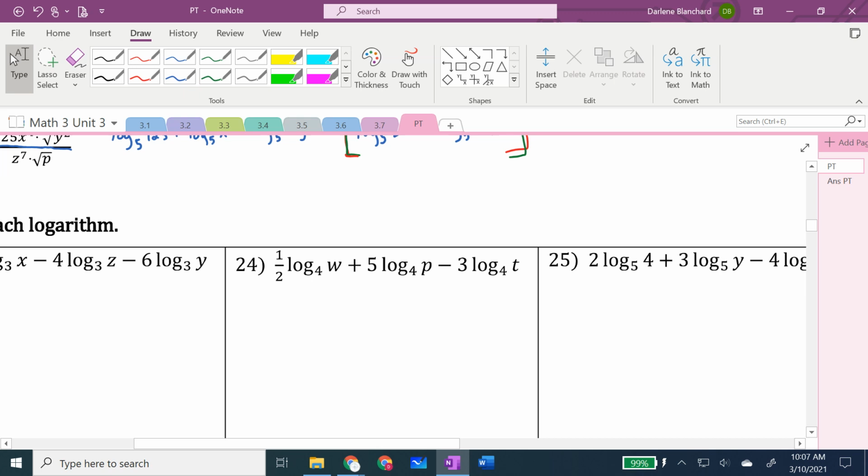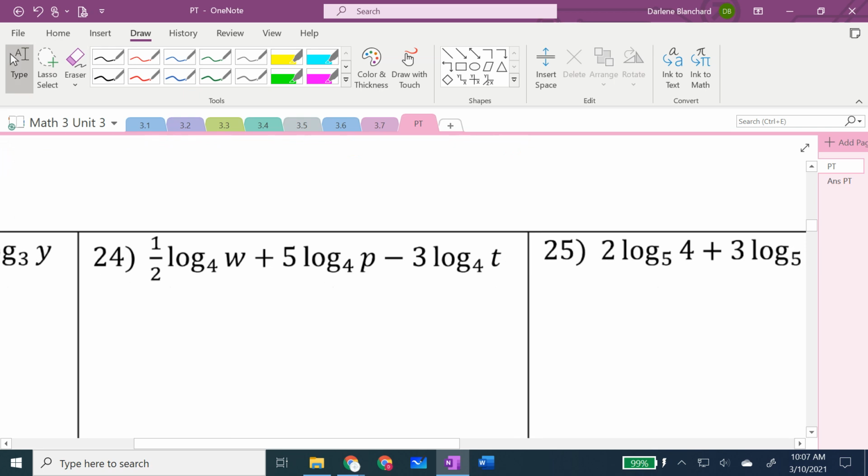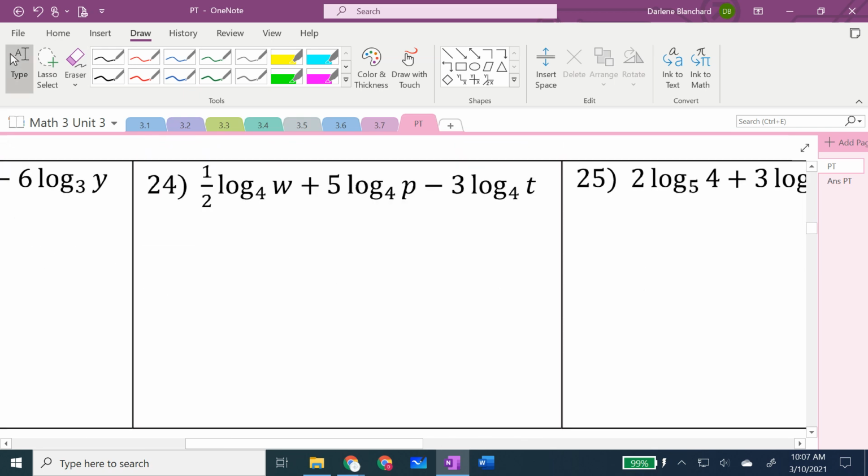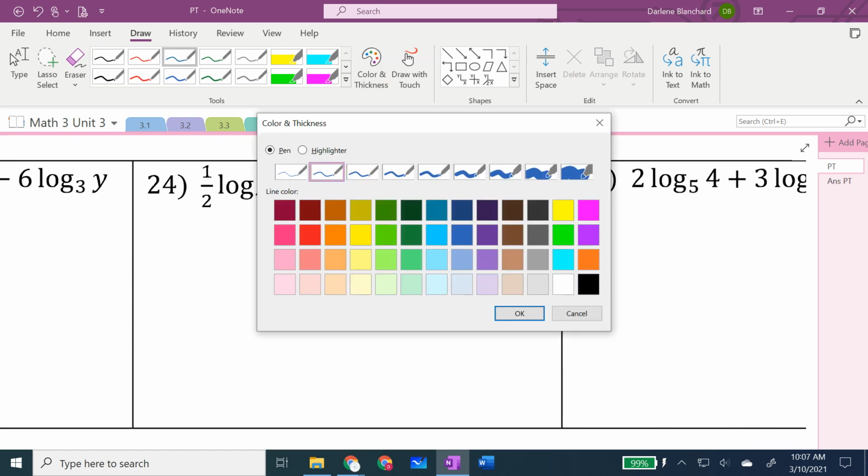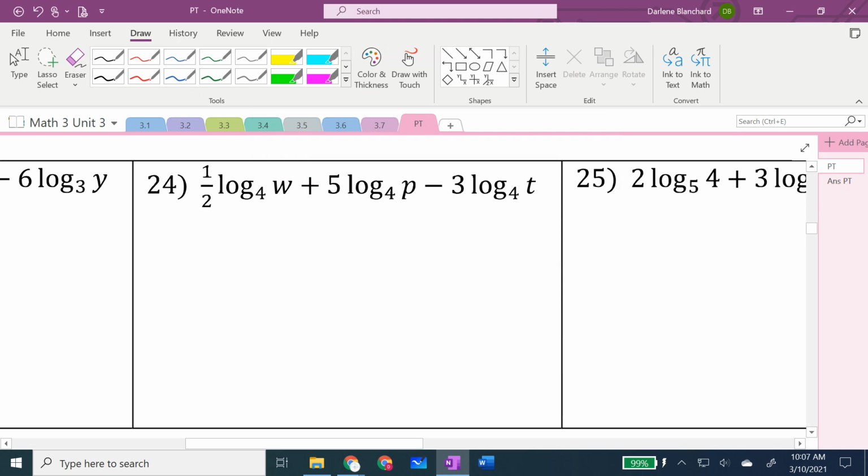Okay, so I believe that's asking for number 24. So let's do number 24. And I want to see if I can make my pen be a little bit thinner. Yes, I can. Okay.